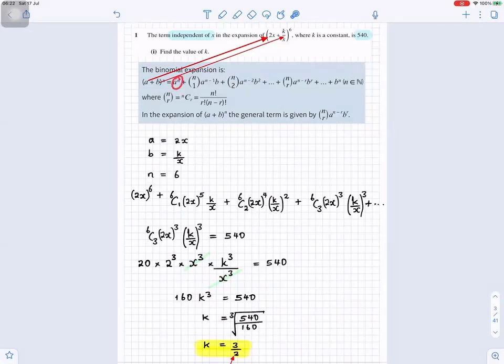A to the power n will be (2x)^6, because a is 2x and n is 6. Plus 6 combination 1, (2x)^(6-1), which is 5, times k over x, plus 6 combination 2, (2x)^(6-2), which is 4, times (k over x) all squared, plus 6 combination 3, (2x)^3, (k over x) all cubed.